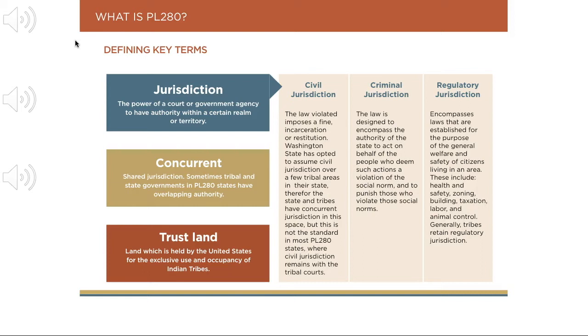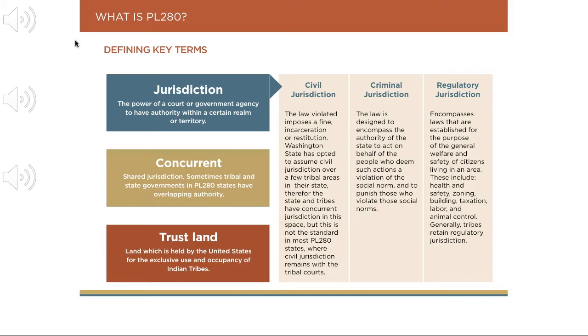Criminal jurisdiction means that the law is designed to encompass the authority of the state to act on behalf of the people who deem such actions a violation of the social norm, and to punish those who violate those social norms. For example, underage drinking is a criminal offense, and the state can take action in PL280 states.